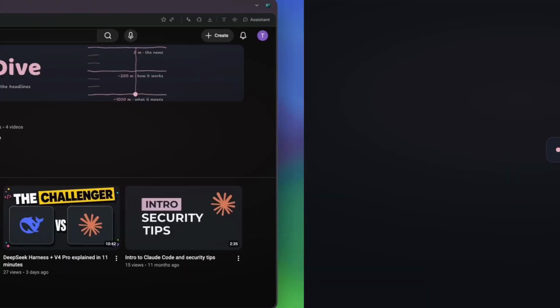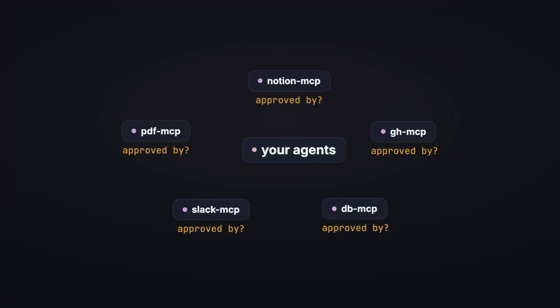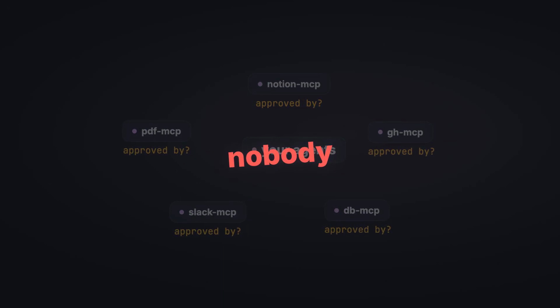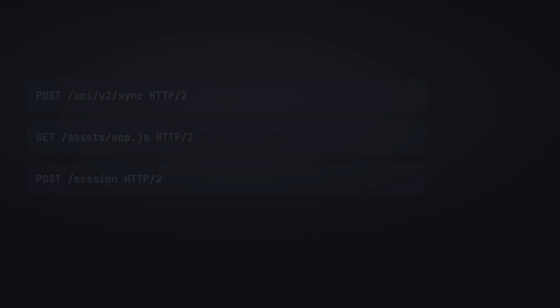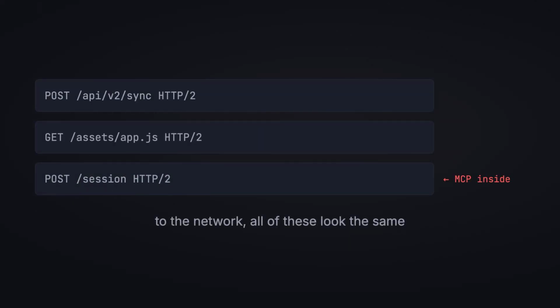GhostSplice assumed a malicious server already plugged in. But who decides what gets plugged in exactly? In a team, the honest answer is nobody. That's the problem Cloudflare calls shadow MCP, all those servers that devs connect to their agents without any security review. And until recently, that traffic was invisible. An MCP request looks like any other HTTPS call.